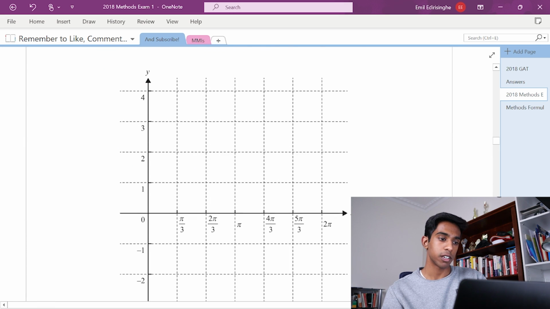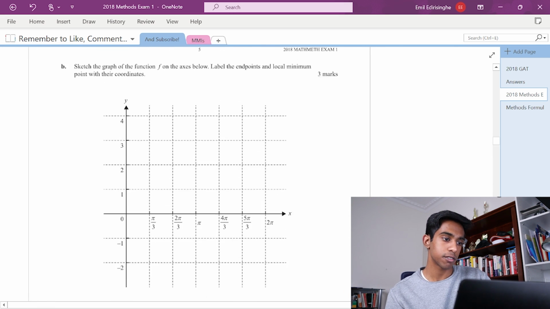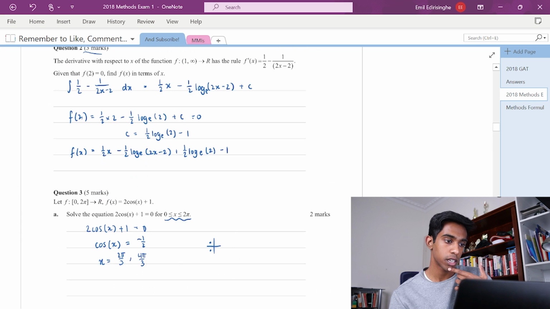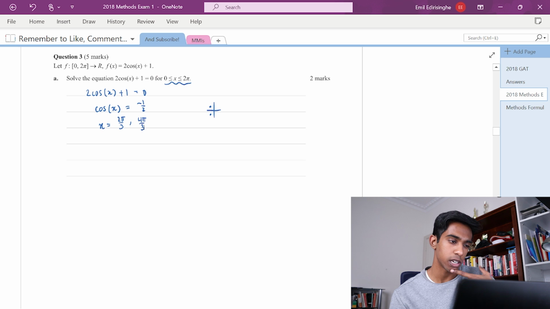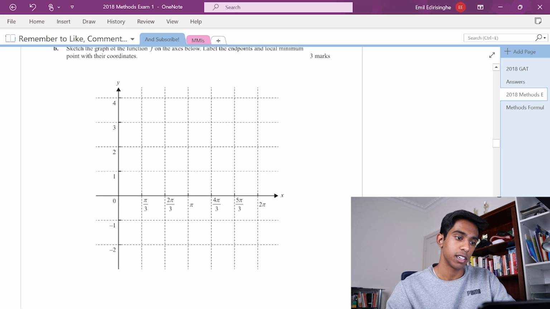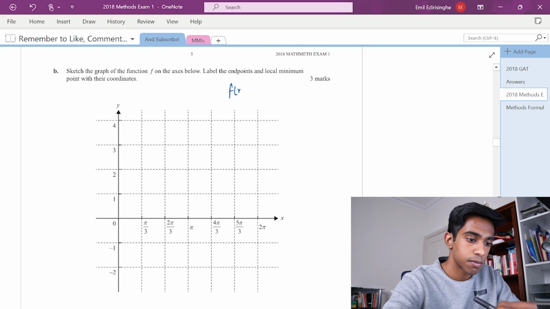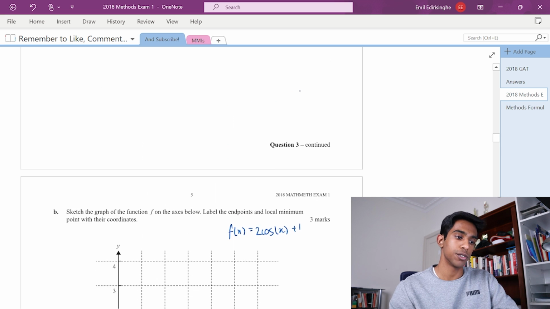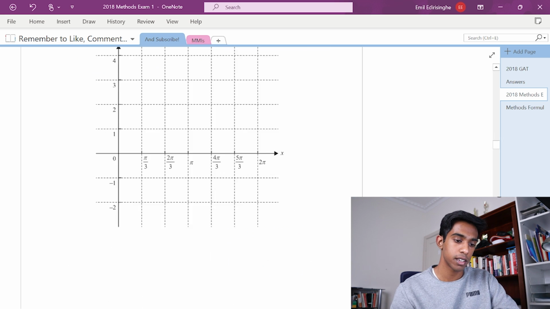Next question here is a graphing question. So we've got to sketch the graph of the function f on the axes below, labeling the endpoints and the local minimum points with their coordinates. So here I'm going to make sure that I just have a quick look at this function. So we've got 2 cos x plus 1. So I know that the amplitude is going to be 2. I'm going to write this equation down here actually. So we've got f of x equals 2 cos x plus 1. And the domain is from 0 to 2 pi I saw before. Yep, 0 to 2 pi.